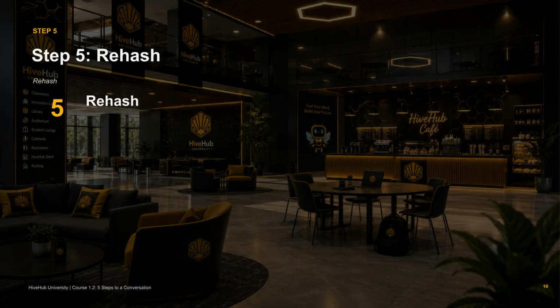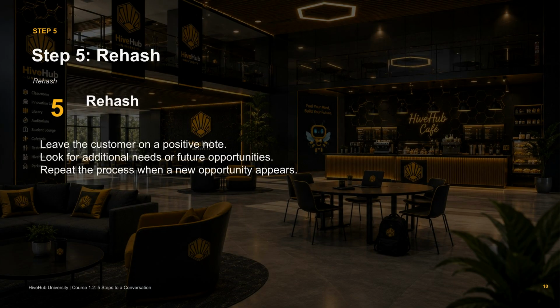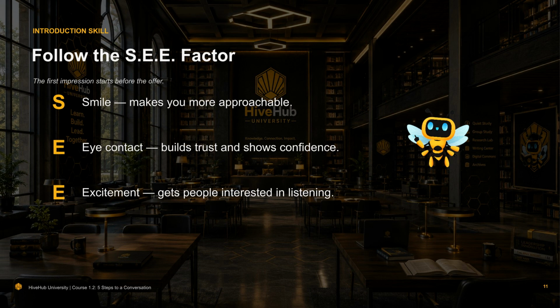Step 5 is the rehash. Leave the customer on a positive note. Look for additional needs or future opportunities. Repeat steps 2 through 4 when appropriate. Always end strong.